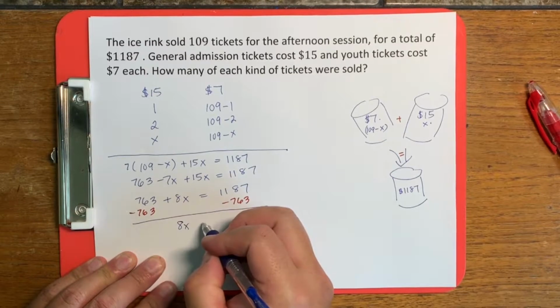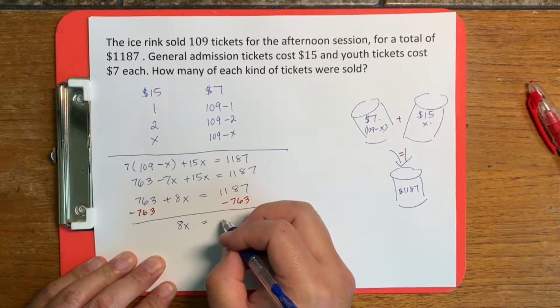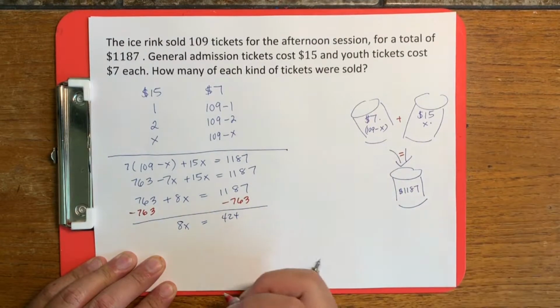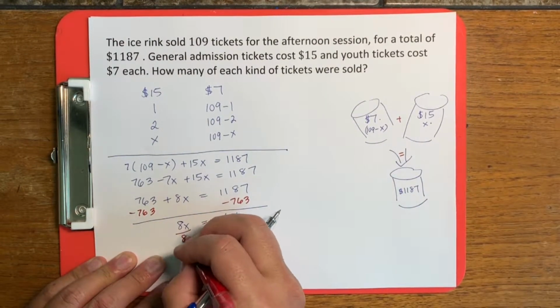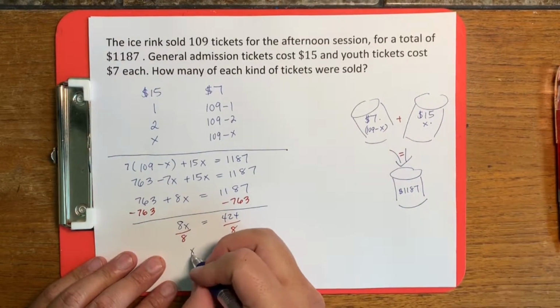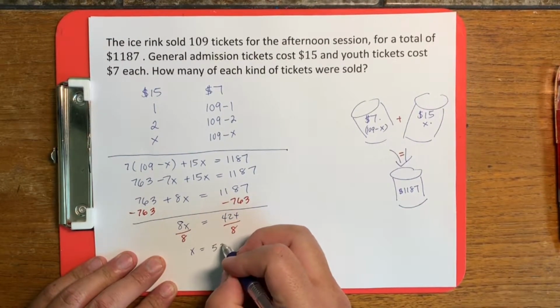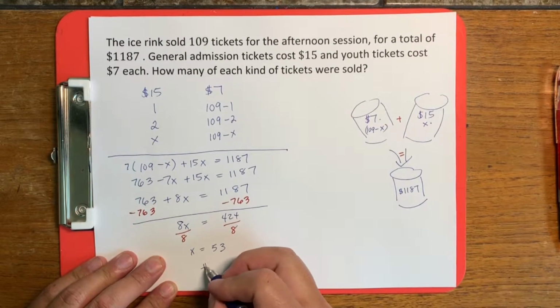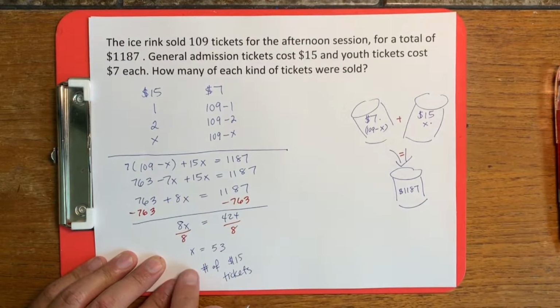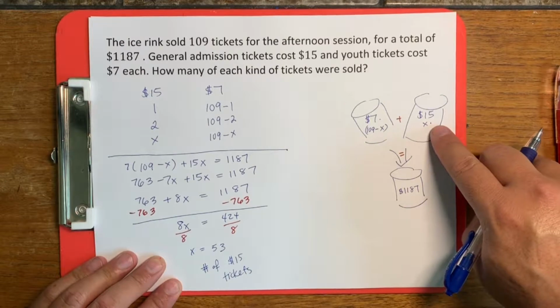And 8x will be equal to 424. And when I divide both sides by 8, I should get 53. Okay, so this is the number of $15 tickets. The reason why I know this is the number of $15 tickets is we put the x with the 15.